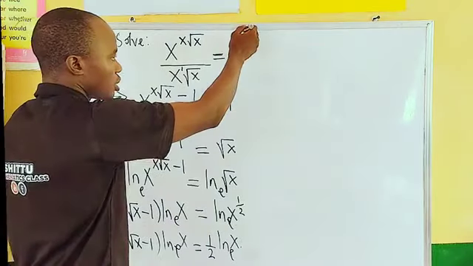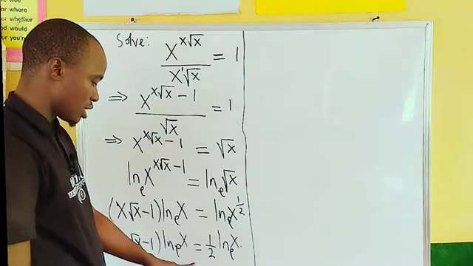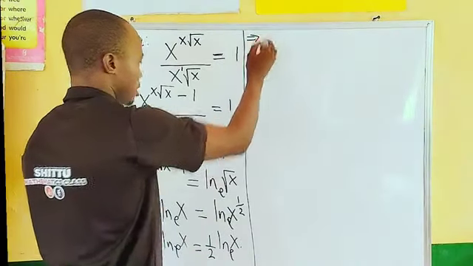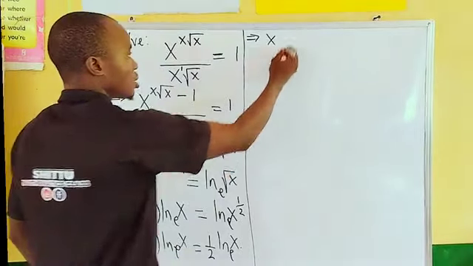So from here, what is the next thing we are going to do? Now let me take this to this side. If I take that to this side, I'm going to have ln x, root what?